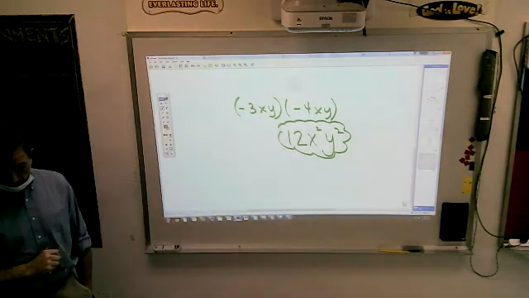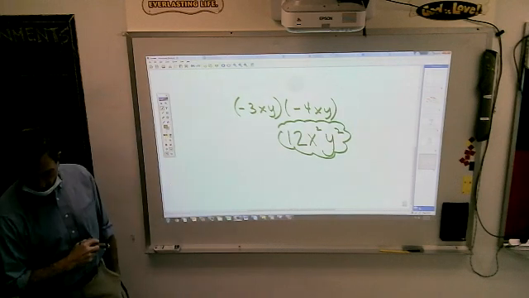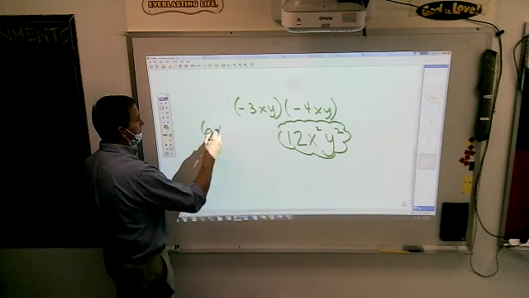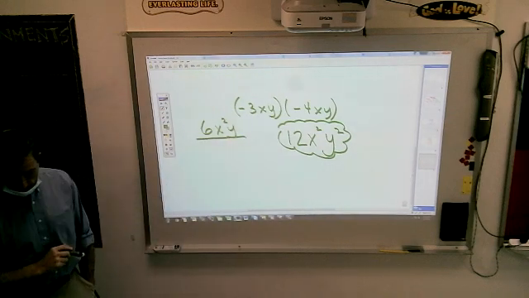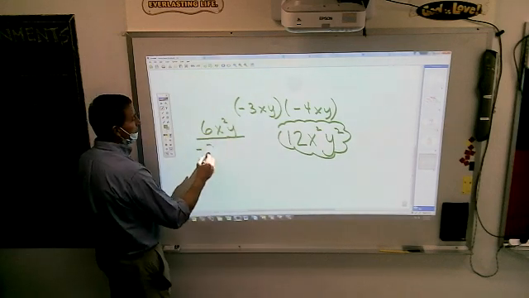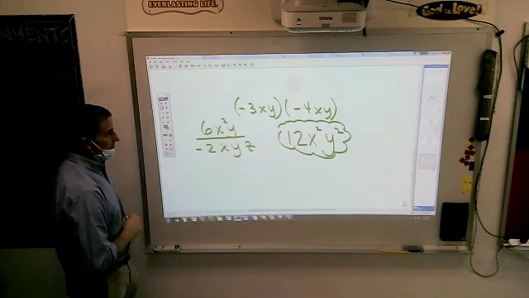Or how about this one? We could actually do this. The book. Here's one right out of the book. 6x squared y over -2xyz. Now, doesn't that look fun and exciting?